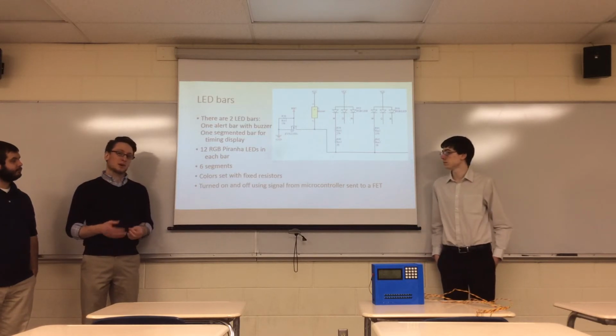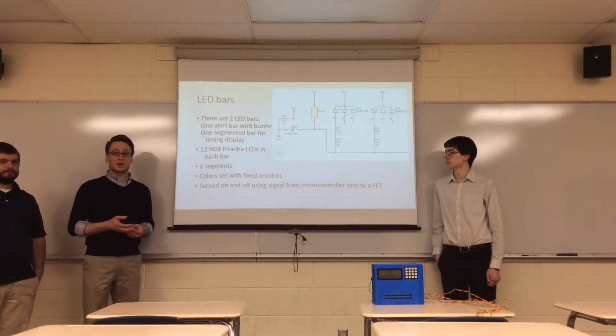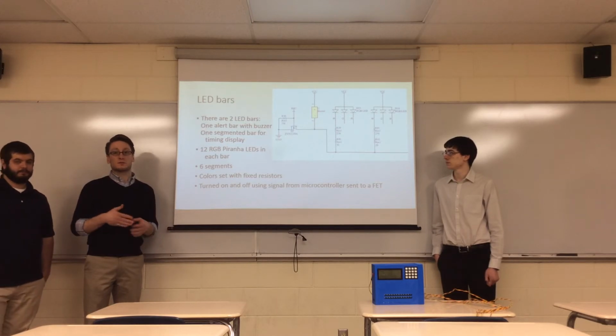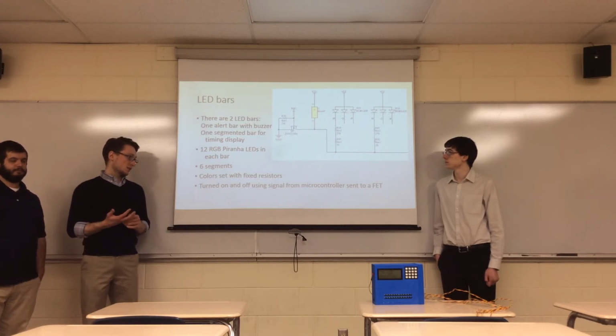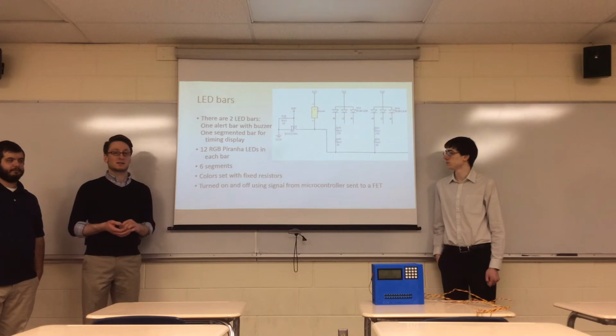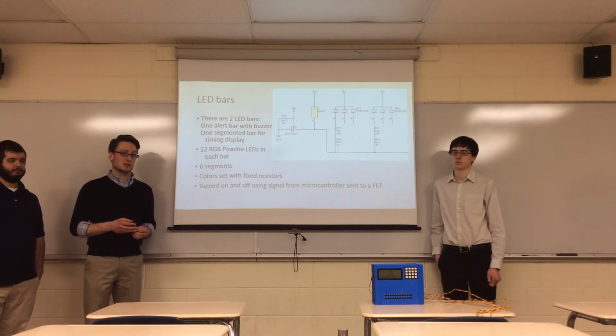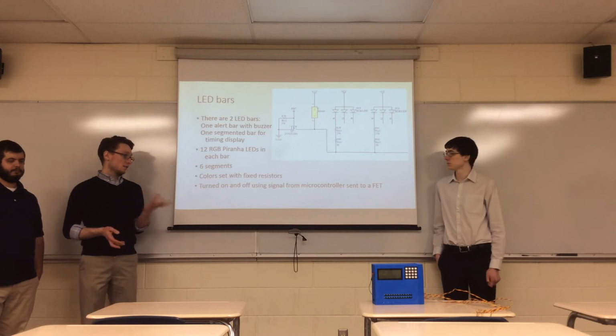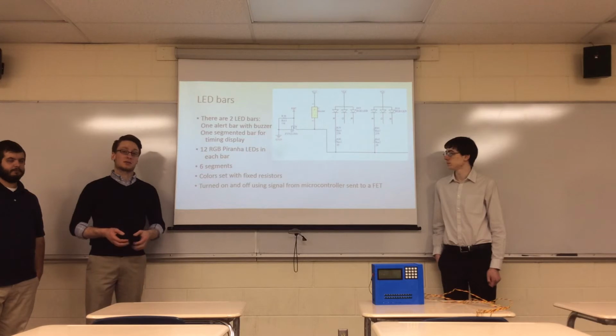And then the timer bar has 6 segments that are programmable and show the range of when you are in the project, as well as the colors for each one are set with fixed resistors, so they do not change. We had been looking at doing pulse width modulation, but with our microcontroller and our limited number of pins, it was not possible. And for turning on and off the lights, there's a signal that's sent from the microcontroller to a JFET, which in turn allows the current to flow.